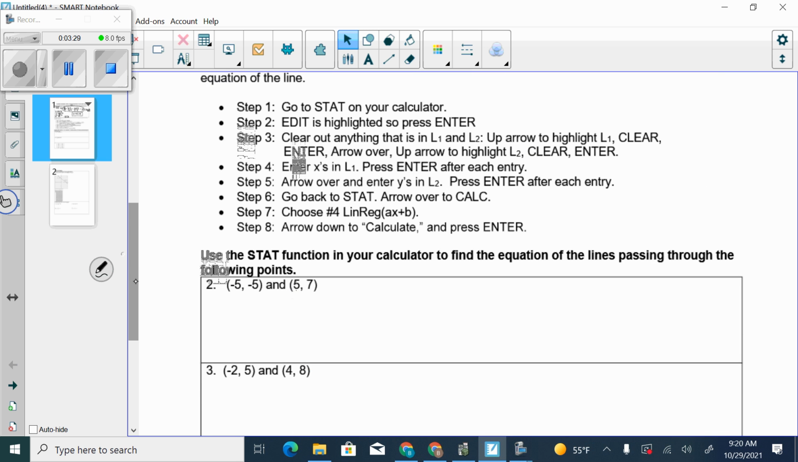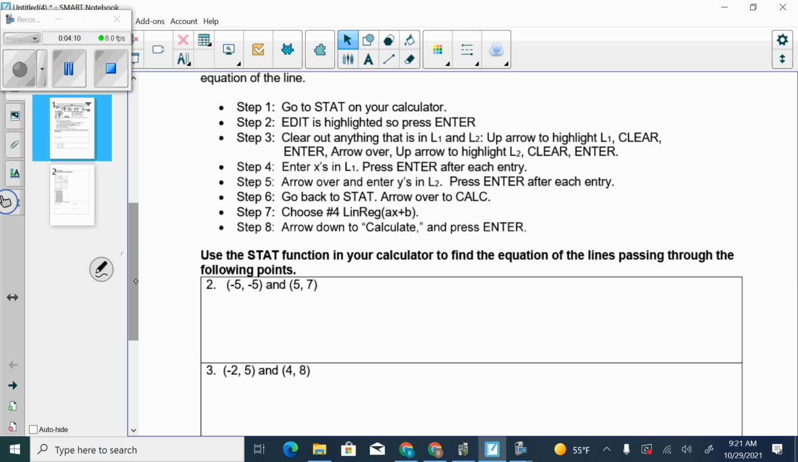It says our step 1 is to go to stat in our calculator. Step 2 is to be sure that the word edit is highlighted at the top and press enter. Step 3, clear out anything that's in list 1 and list 2. And to do that, up arrow and highlight list 1, press clear and enter, arrow over, up, arrow into list 2, highlight it, clear, and enter. List all of your x values in list 1 and press enter after each one is our step 4.